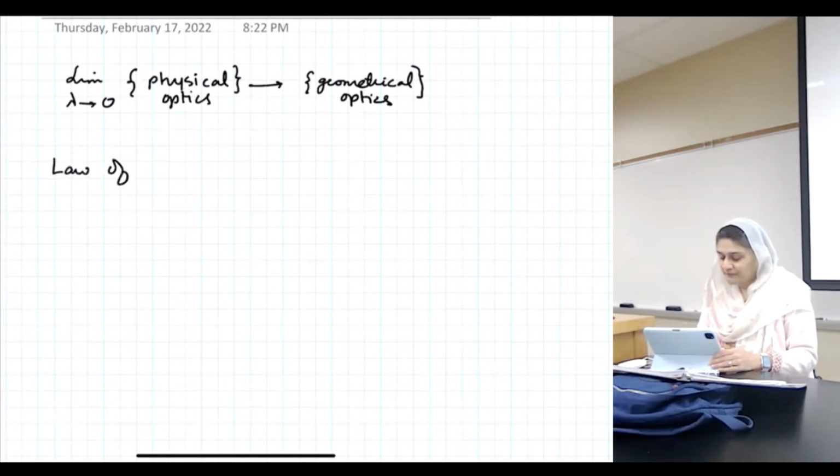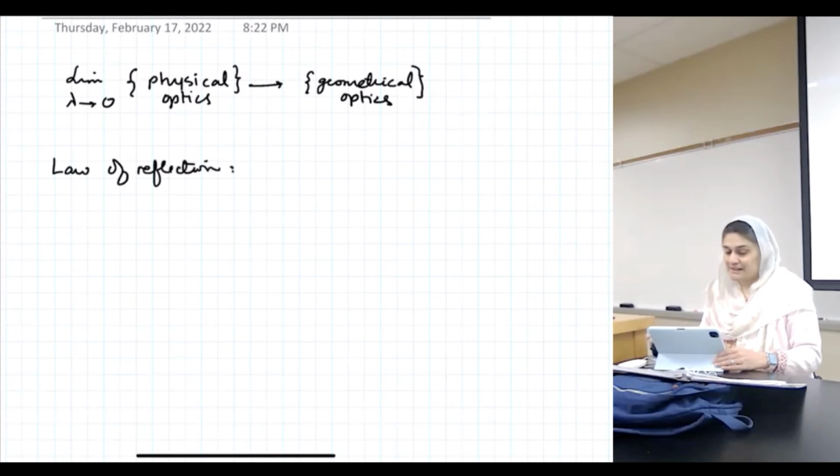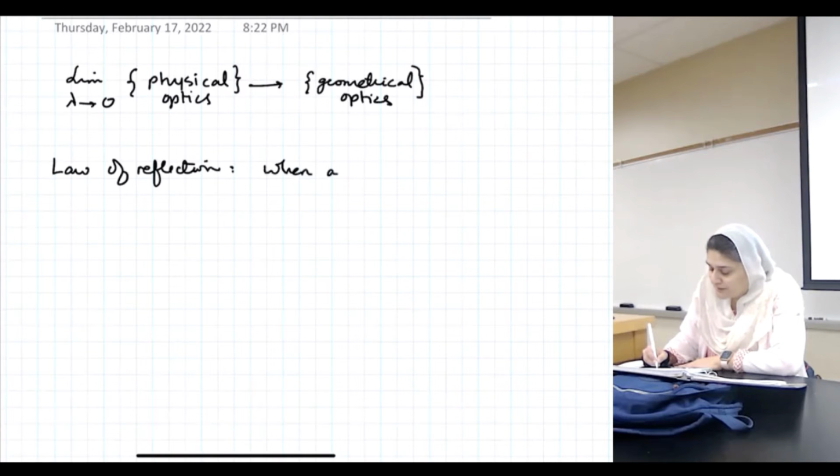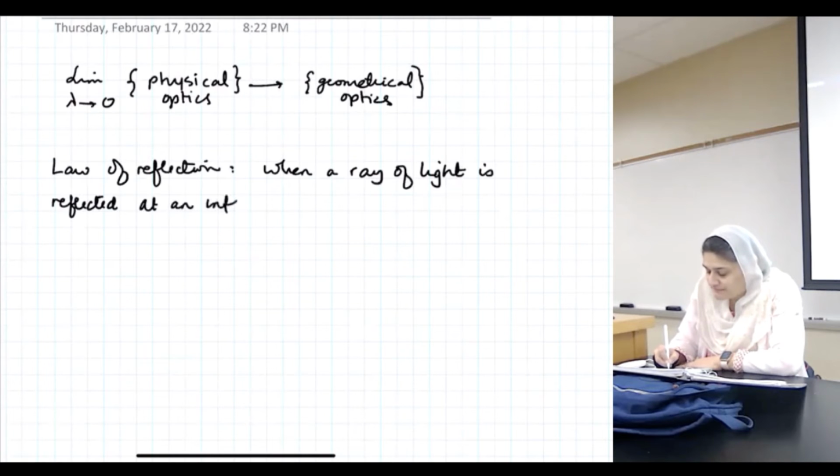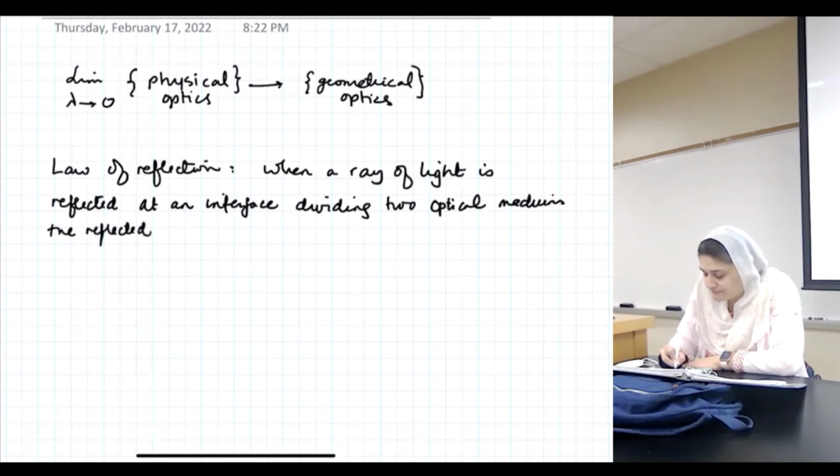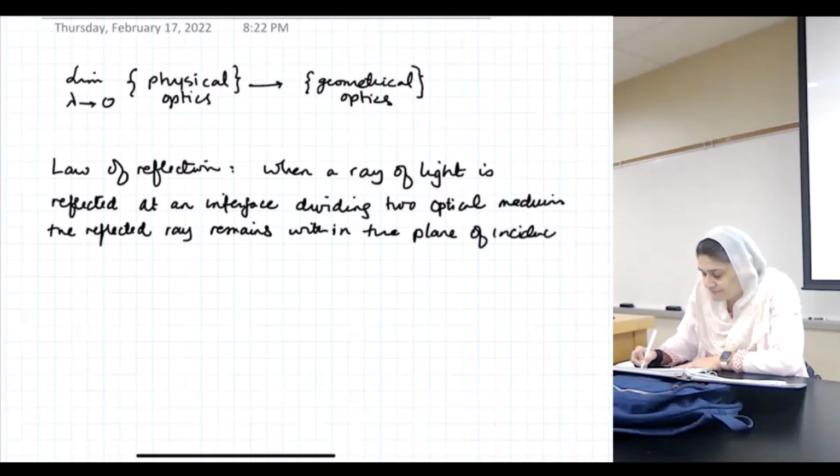So the law of reflection says: when a ray of light is reflected at an interface dividing two optical mediums, the reflected ray remains within the plane of incidence, and the angle of reflection equals the angle of incidence.